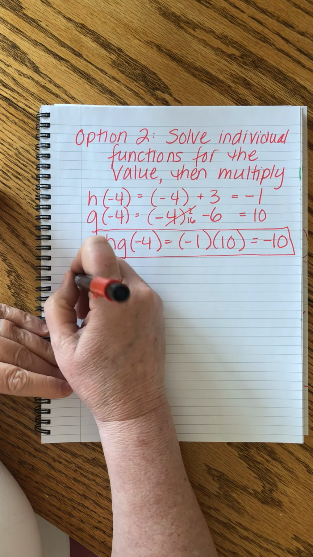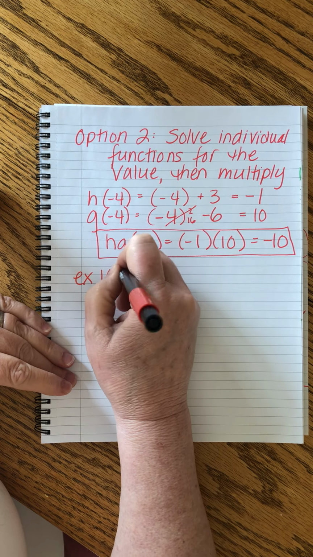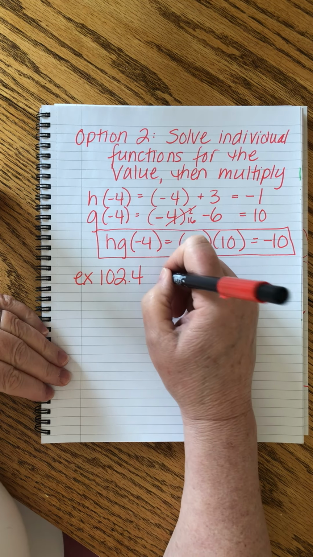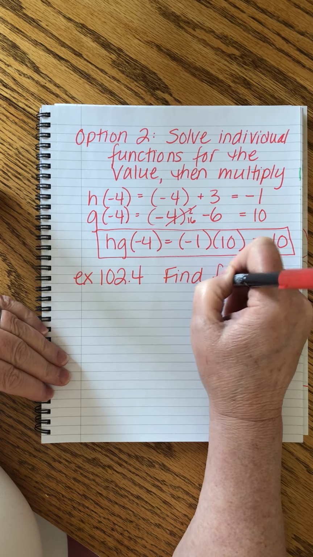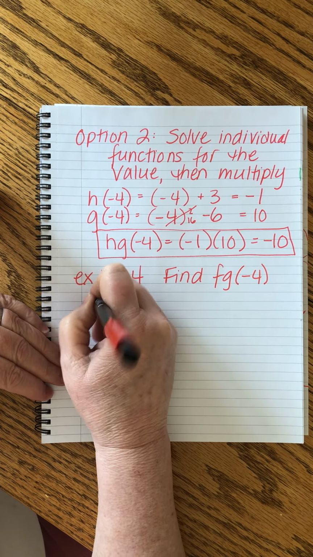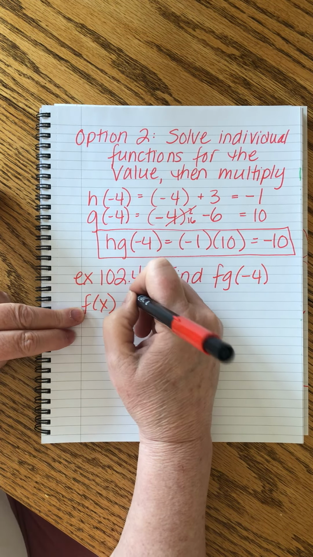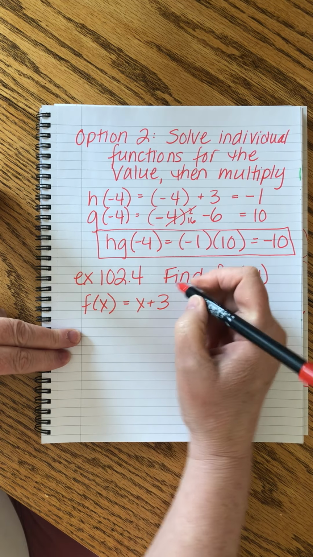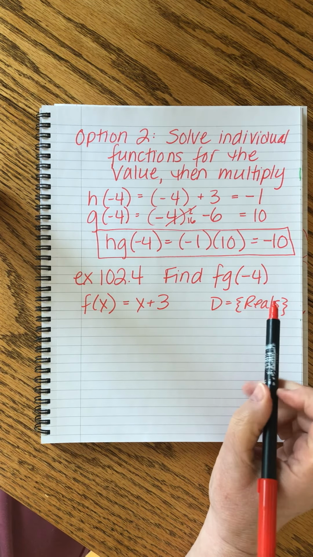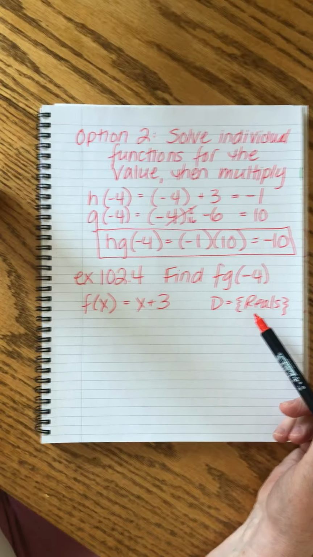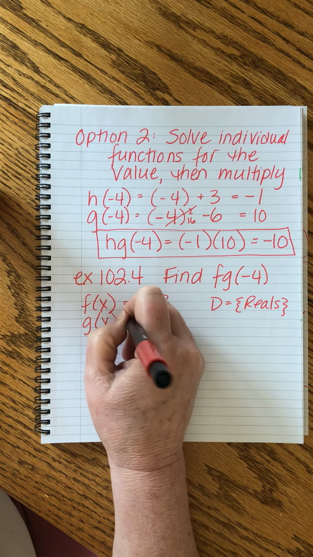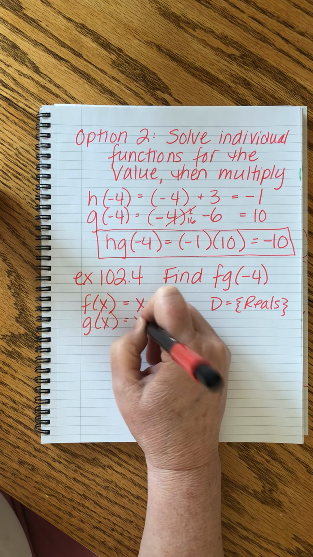All right, and then one last problem, 102.4. Find the f times g of minus 4, okay? Where the f of x, the f function, is x plus 3. We've had that one a lot, haven't we? Where the domain equals the reals. Cool. So as I'm copying it down, I'm checking to make sure that this value is going to work in this domain, because that's the first thing I do, I check my domains, right? That's beautiful. Now how about the g function? G of x. This time it's just x minus 5.